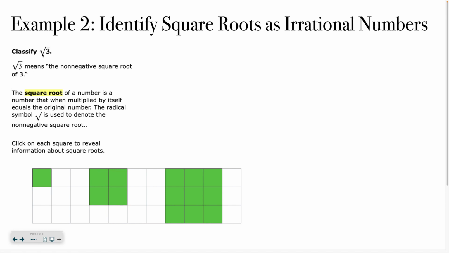So if we were to try to classify the number, the square root of 3, if you were to type the square root of 3 into a calculator, you would get 1.7320500808, and then it looks like it's starting to get a pattern, but it doesn't. So this would be a form of irrational numbers.